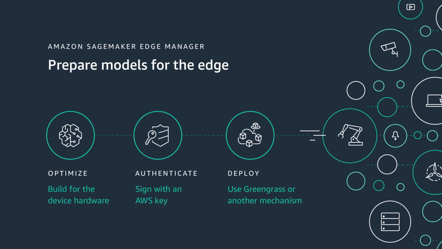Once the model is compiled, the SageMaker Edge Manager service signs each model with an AWS key and packages the model with its runtime and all the credentials needed to run it on a particular device. Then you can use AWS IoT Greengrass or your own deployment mechanism to deploy the model to your edge device and distribute it across the fleet of devices.